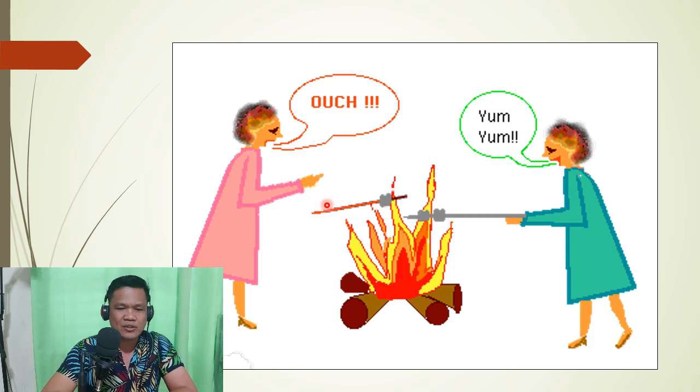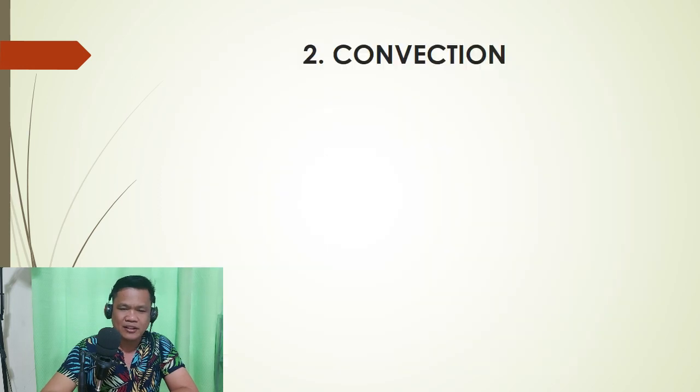So, this lady dropped her metal rod because it was heated by the fire. The other one did not drop her stick because she has a wooden stick, and wood does not conduct heat. So the process of transferring heat from direct contact is what we call conduction.